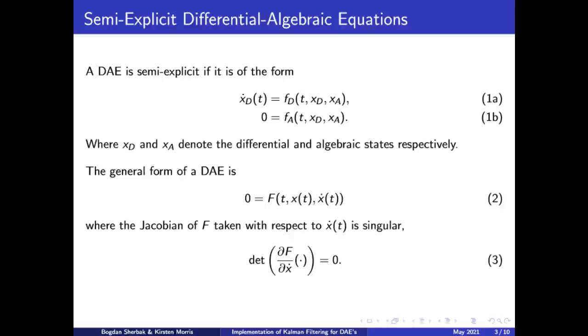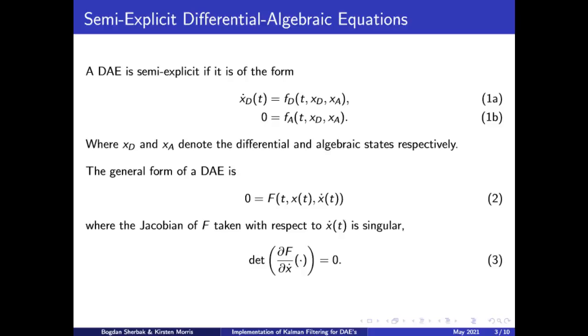A differential algebraic equation is an ordinary differential equation combined with an algebraic constraint. A differential algebraic equation is semi-explicit if it is of the form in equation 1. Equation 1a denotes the differential part, and equation 1b is the algebraic constraint. X subscript d denotes the differential state, and X subscript a denotes the algebraic state.